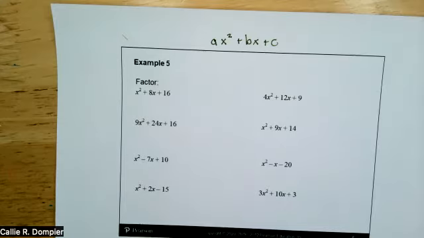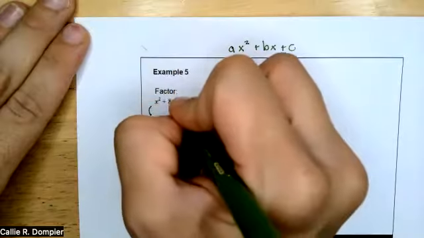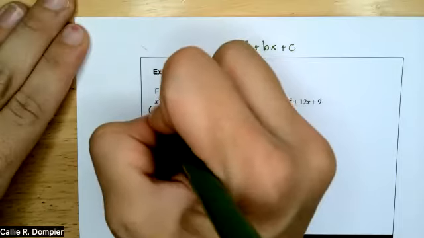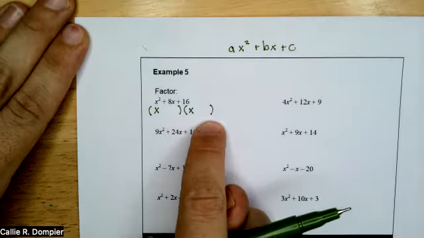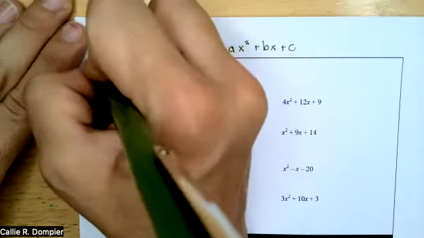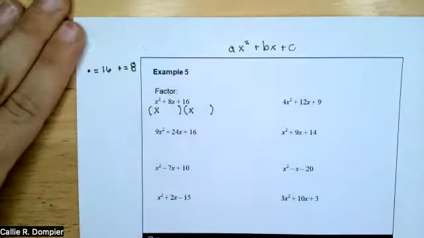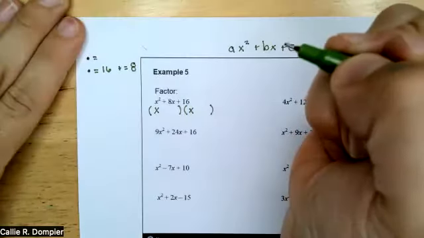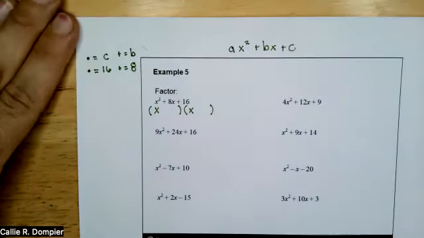When your a is just the number 1, for this x squared, you're just factoring out x squared becomes x and x. And then for these last two terms, you want a number that multiplies to equal 16 and that adds to equal 8. Or what would be better is multiplies to equal c, adds to equal b for all of these, okay?